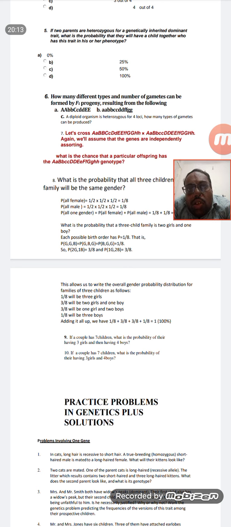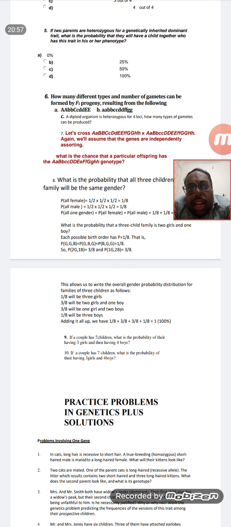So here, one thing you can understand: two different characters from the parents are coming together. Whenever this type of situation comes, we will be doing multiplication. And if the question is about a family, how many will be a boy, how many will be a girl, like that we will be doing addition. This is the basic rule.